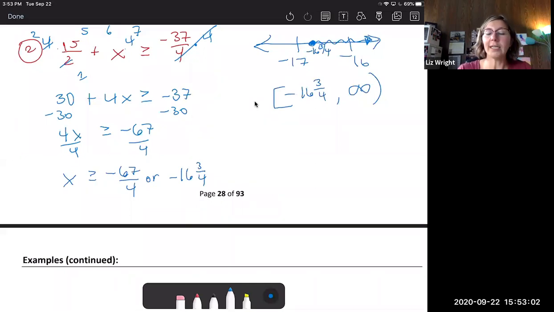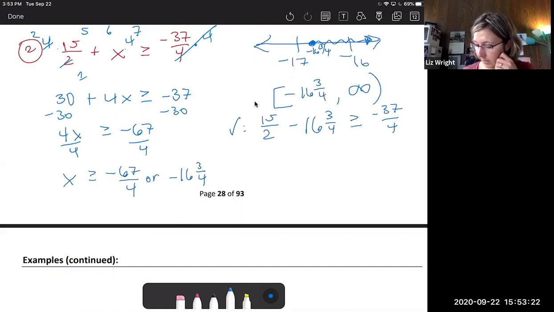Okay, so if we were checking our answer, the check, we would be plugging in the critical value here. So this would be negative 16 3/4. And is that greater than or equal to negative 37/4? So when I plug that in, I'm going to do this in my calculator: 15 fraction button 2, which is 7.5, right? And I'm going to subtract 16.75 equals. And then I'm going to put that back into a fraction, which is going to just give us, right, like negative 9 1/4.